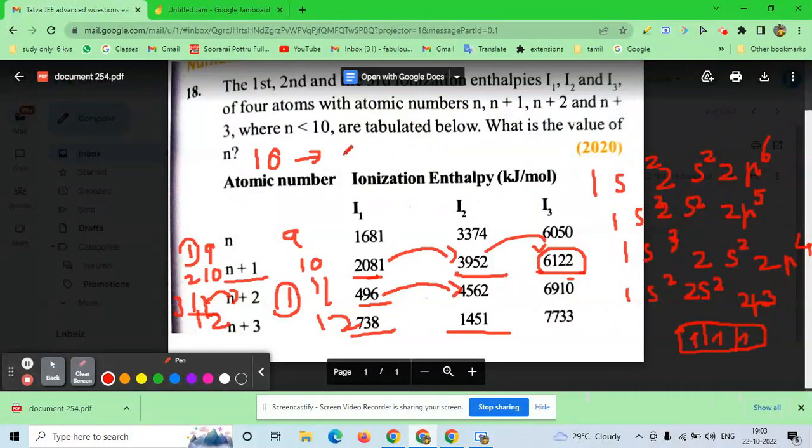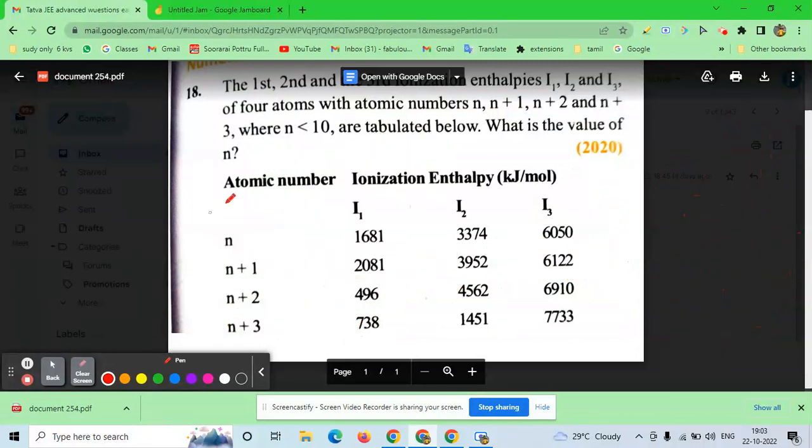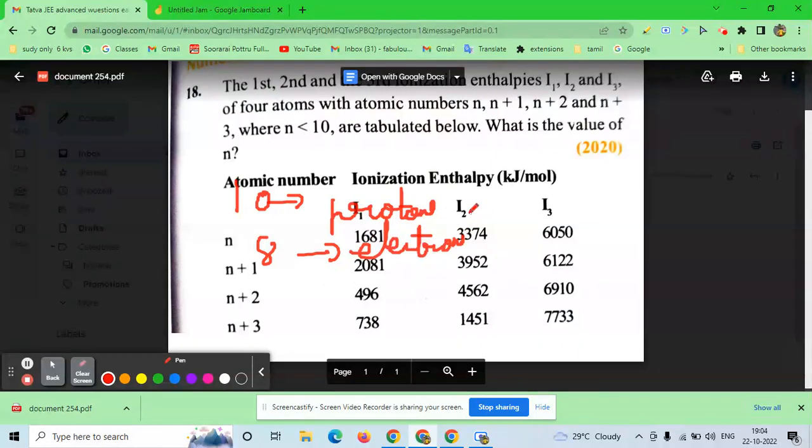Imagine 10 electrons are there, and already you have removed 2 electrons, so you will have 8. So I said 10 protons, I think so. Wait, let me. 10 protons are there, and you have removed 2 electrons, so 8 electrons. 10 protons attracting 8 electrons is somewhat difficult to remove, and a noble gas doesn't want to react.